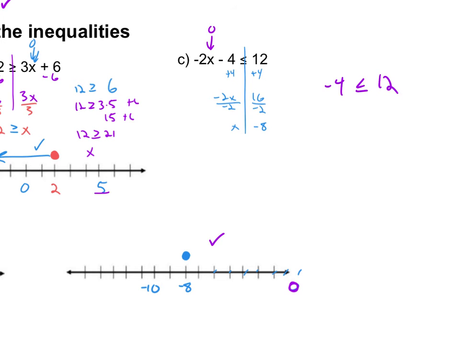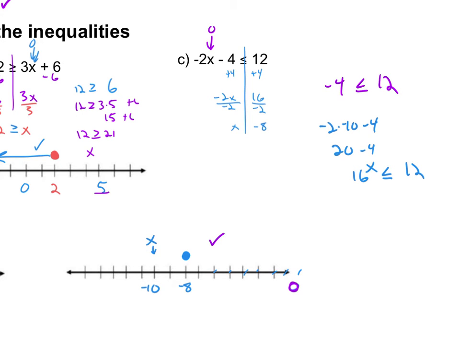And then if I go to the other side, if I go to the negative 10 side, then I've got a negative 2 times a negative 10 minus 4. That would be a positive 20. Minus 4 is equal to 16. 16 is less than or equal to 12. That is not true. So this side does not work.